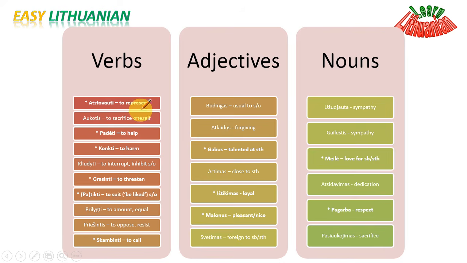So, atstovauti, to represent. Aukotis, to sacrifice oneself for something. Padėti, to help. Ar galite man padėti? Can you help me? Kenkti, to harm. Kenkia sveikatai, harmful for your health. Kliudyti, to interrupt or to inhibit someone. Man kliudo, it interrupts me. Grasinti, to threaten. Kodėl man grasini? Why are you threatening me?